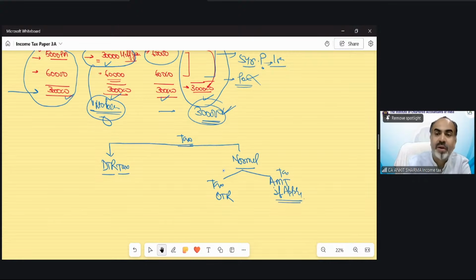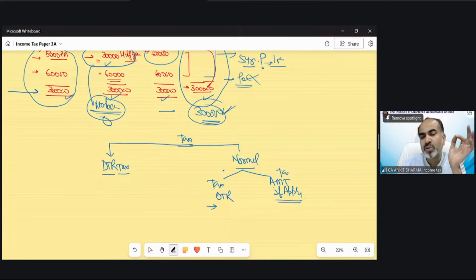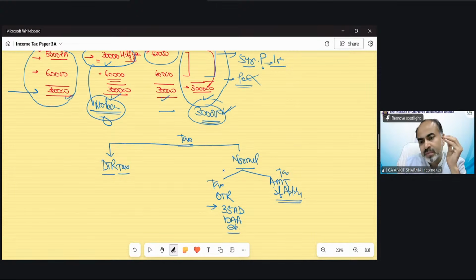Now, to calculate this AMT tax, the government has done nothing except remove the benefit which you actually claimed under the optional tax regime. How has the profit been reduced? By taking the benefit of section 35AD, 10AA, etc. So in case of AMT, how will you calculate your income?